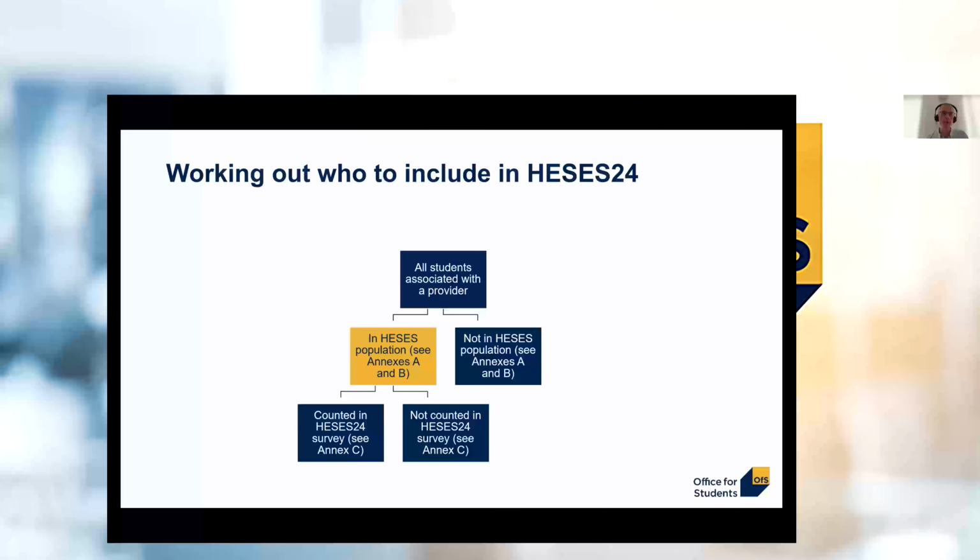You can find that off the main HESES page, which I cited earlier. It is available now, so you can go and look at that, but that's going to be something which is extremely useful as you go through the preparation process. So as I say, Annexes A and B define the HESES population, and let's have a look at the criteria that specifies.